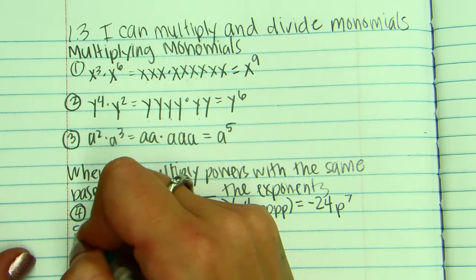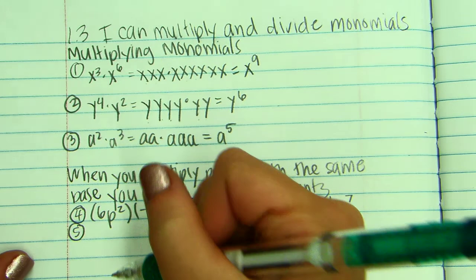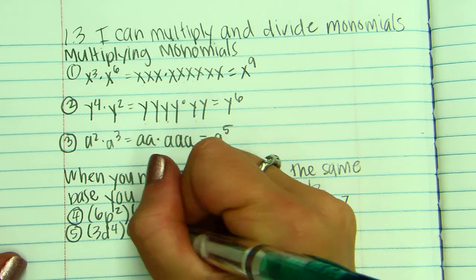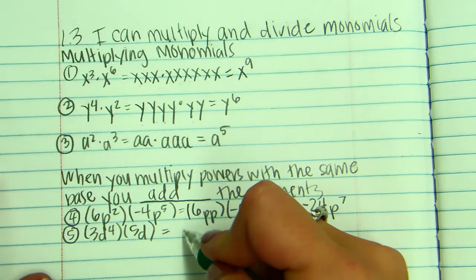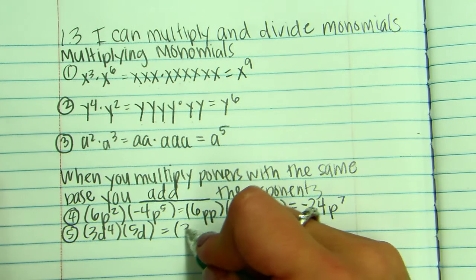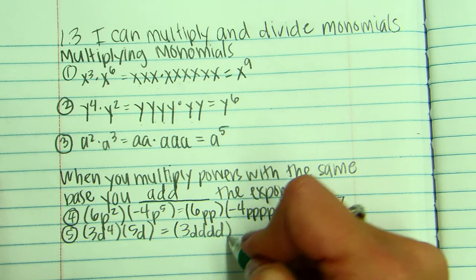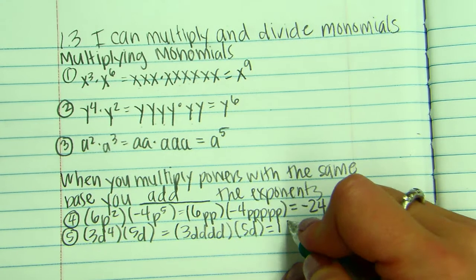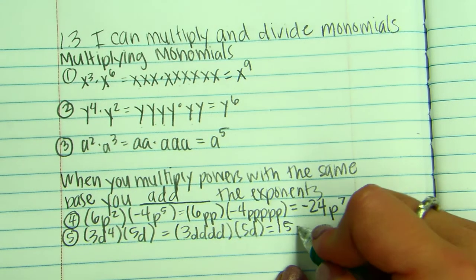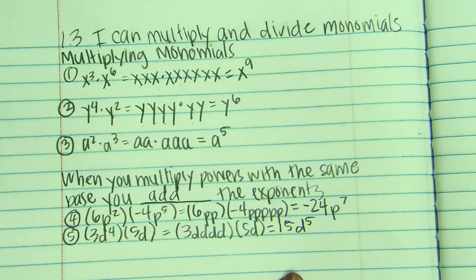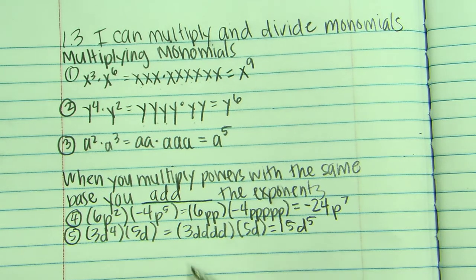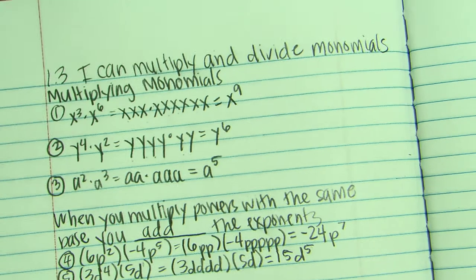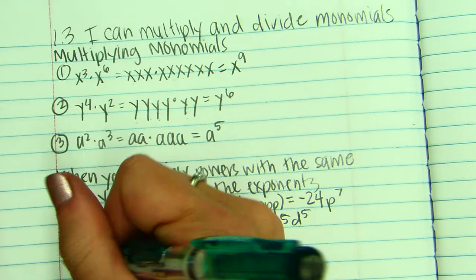For the next example, I'm going to do 3d to the 4th times 5d. And this really means 3 times d times d times d times d times 5 times d. 3 times 5 is 15. And then I have 5 factors of d, so d to the 5th. And if we use our shortcut, we can check our work. 3 times 5 is 15, and 4 plus 1, since this is really d to the 1st, will give me d to the 5th.